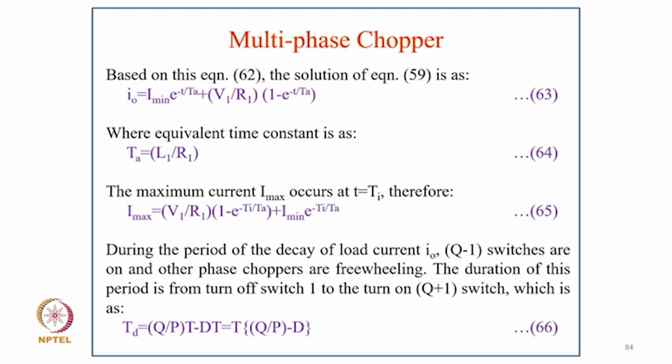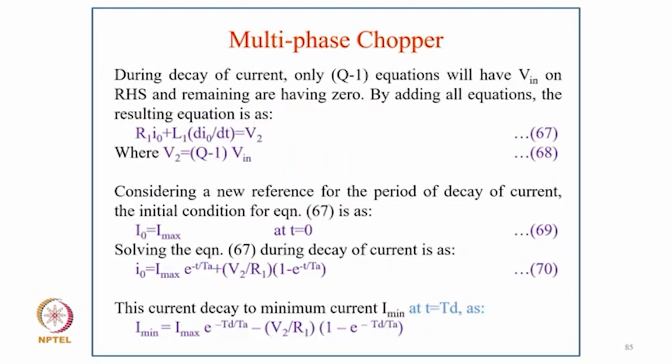So during the period of decay of load current Io, Q - 1 switches are on and the other phase choppers are off. The duration of this period is from turn off of the switch to turn on of the Q + 1 switch, which is Td = (Q/P)T - dT = T(Q/P - D). So during the decay of current, only Q - 1 equations will have Vin on the right hand side and the remaining have 0. By adding all the equations, the resulting equation is R1 I + L1 di/dt = V2, where V2 = (Q - 1) Vin.